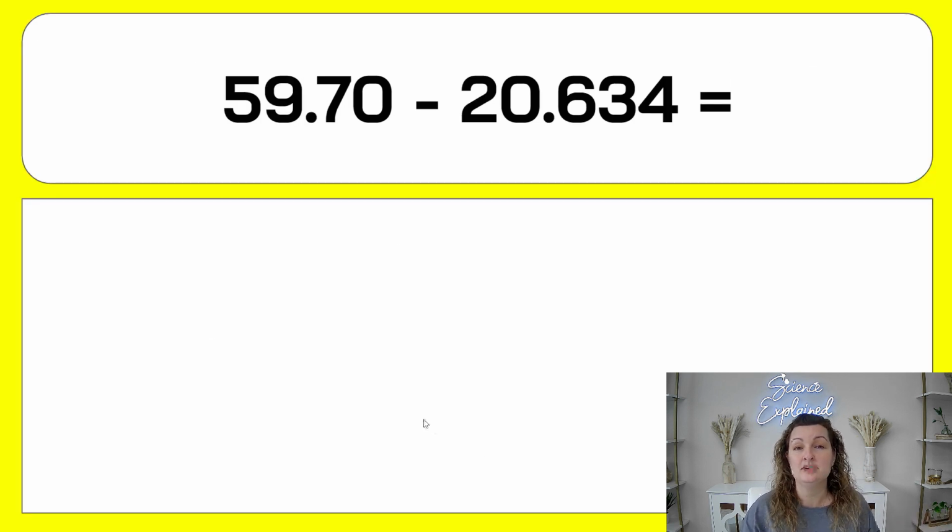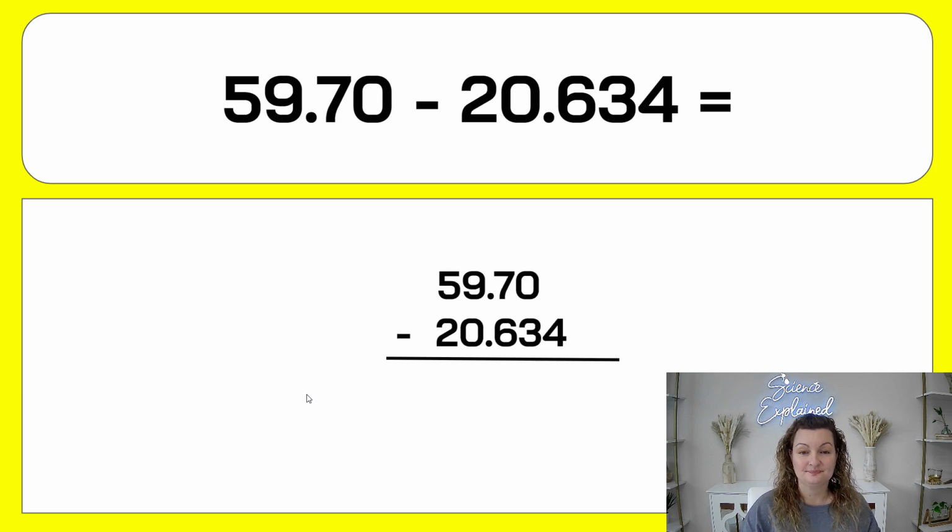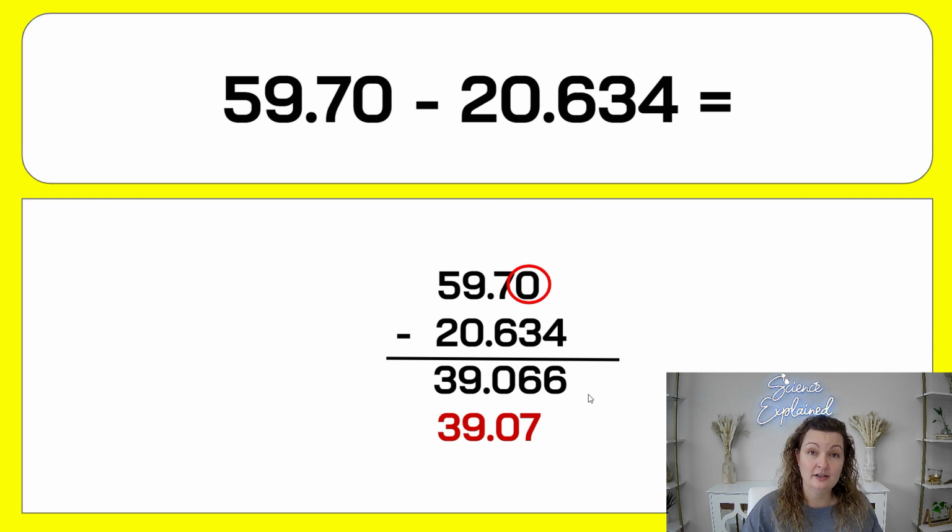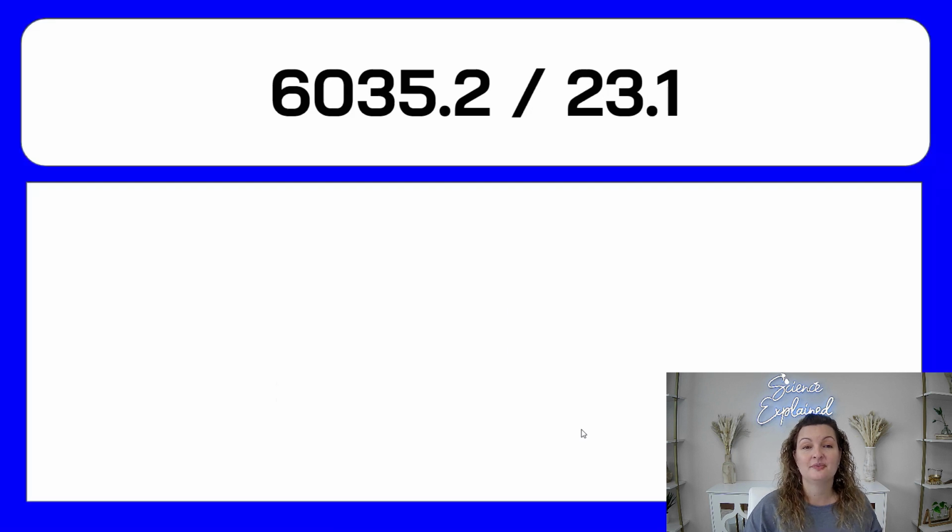All right, try subtraction. Go ahead and pause. Let's check it out. If you put it in your calculator, you're going to end up getting this 39.066. However, we need to go ahead and round to our sig fig, which is going to be 0.7. So we're going to round up because 6 is greater than 5. All right, and then a division problem. Go ahead and pause.